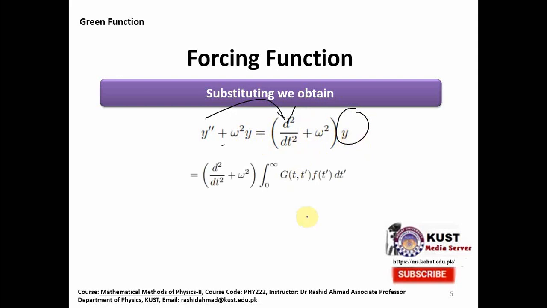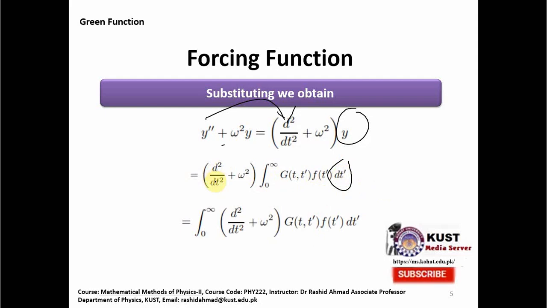So this can be written as, if we put the value of y as we have obtained on the previous slide, if we plug in this value of y over here, in terms of the g we will get this equation. Since this derivative and omega are independent of the integration involved, we can just bring it into the integration, because this integration is done on dt prime, it is not on dt.